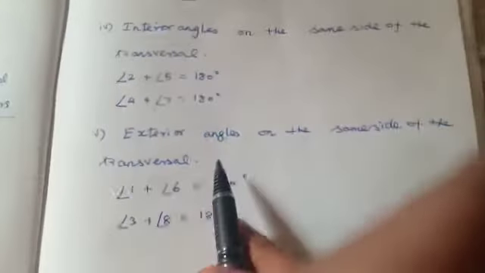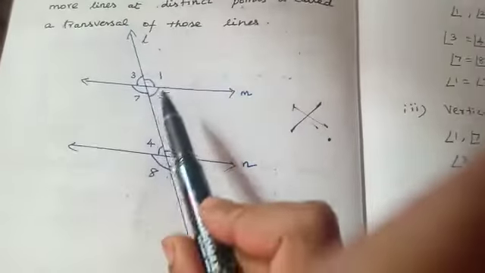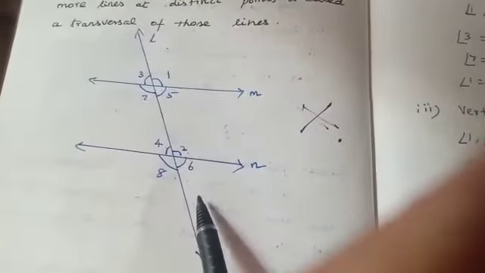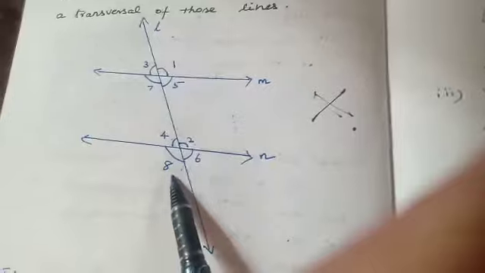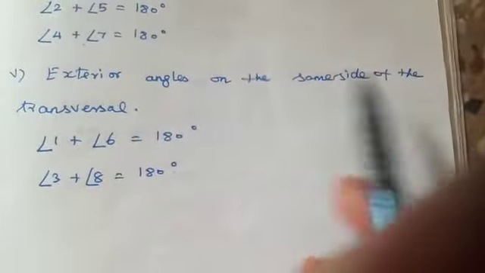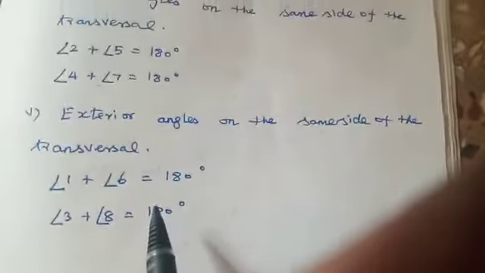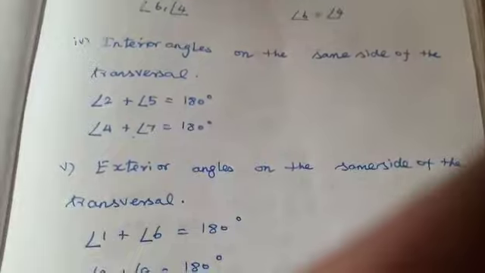Next, exterior angles on the same side of the transversal. Angle 1 plus angle 6 is equal to 180, like this. Angle 3 plus angle 8 is equal to 180. These are exterior angles on the same side of the transversal. Okay children, the earlier ones were interior angles on the same side of the transversal.